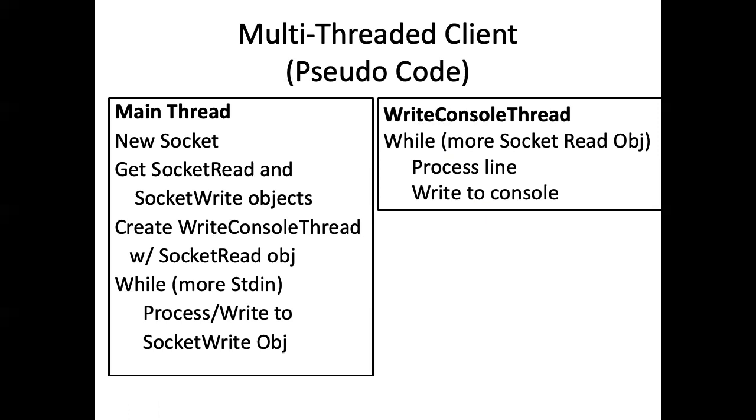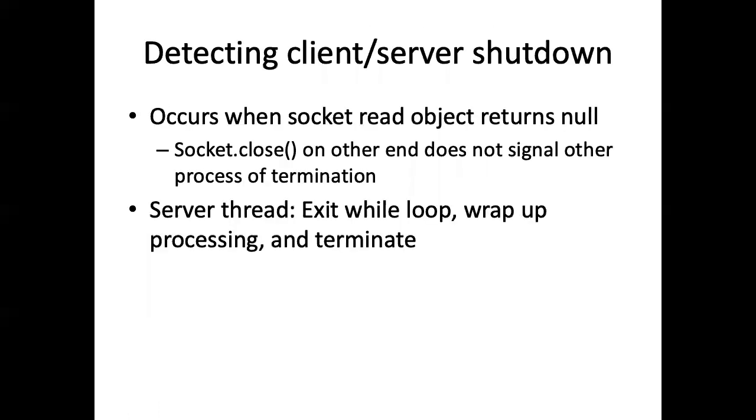Okay. Now, there is an issue of detecting shutdowns from either the client or the server. Because if the server shuts down, you don't want to be sitting there endlessly waiting for something to happen, if possible. And similarly, you want to be able to shut down the client and cause the program to exit.